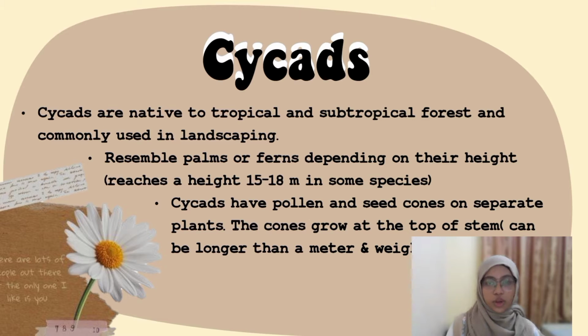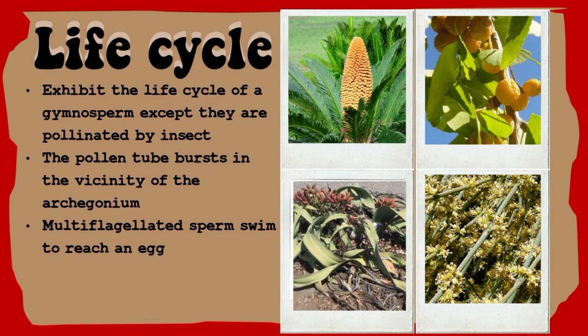Cycads are native to tropical and subtropical forests and commonly used in landscaping. Cycads resemble palms or ferns depending on their height. They can reach a height of 15 to 18 meters in some species. Cycads have pollen and seed cones on separate plants. The cone grows at the top of the stem and can be longer than a meter and weigh 40 kg. So let's go to the life cycle of cycads.